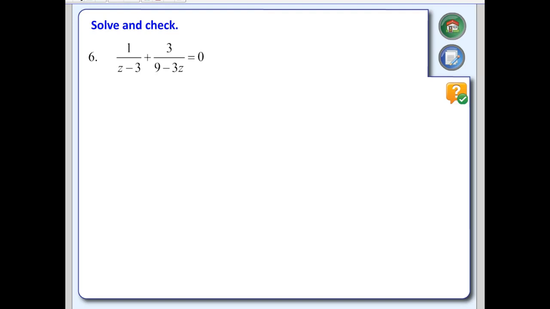Now, that means I've got to look at my denominators and factor if I can. Well, this first denominator, I can't do anything. But did you see the back denominator has a GCF? If we factor out a 3, what are we left with? 3 minus z. Ooh, do you see something? Do you remember what we call z minus 3 and 3 minus z? Very nice.